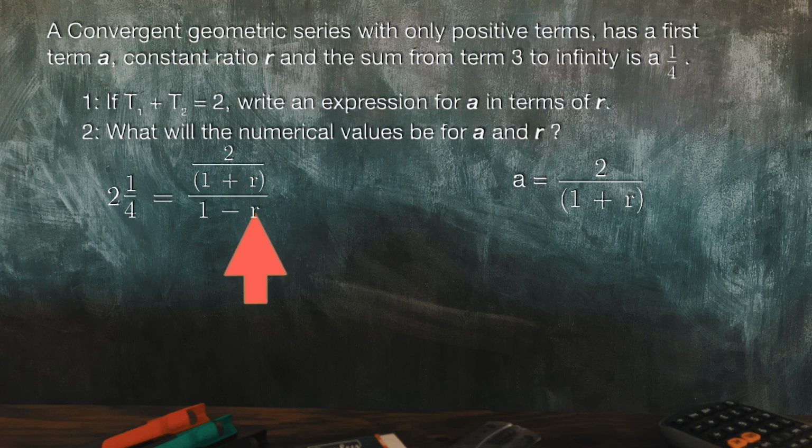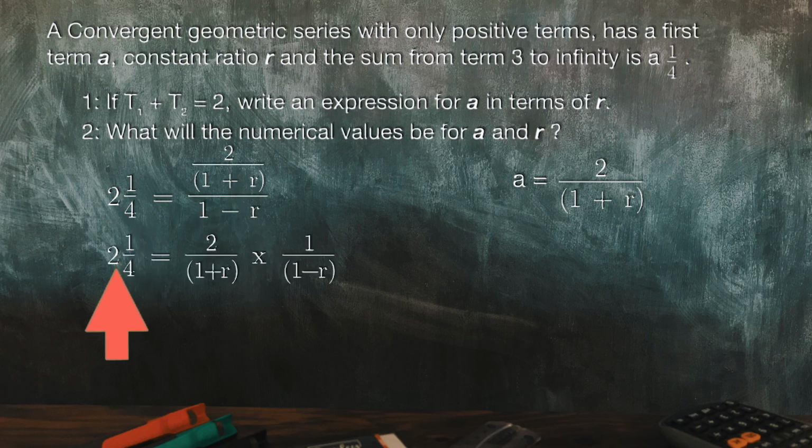Now we're going to do some algebra. So we can rewrite this as 2 and a quarter is equal to 2 divided by 1 plus r, times 1 divided by 1 minus r. Now where did this come from? When we have a numerator and we divide it with a denominator, we can simply write it as a multiplication of that denominator's reciprocal. So we take this fraction and we basically just swap it around, and that's what I did. And then we can continue by simplifying this right side.